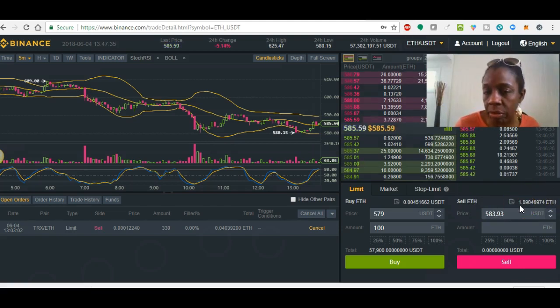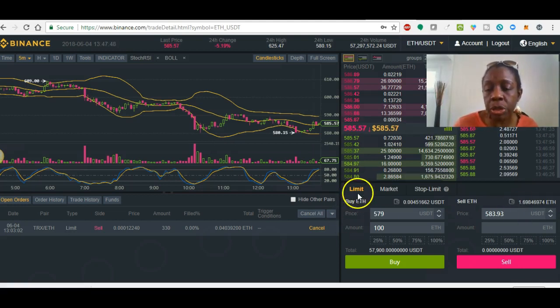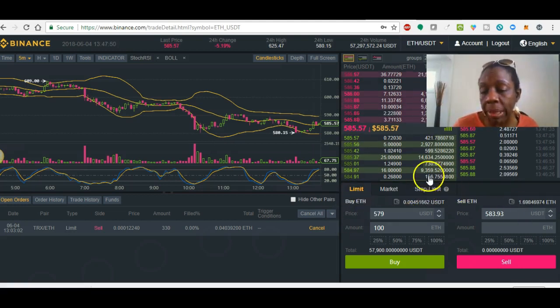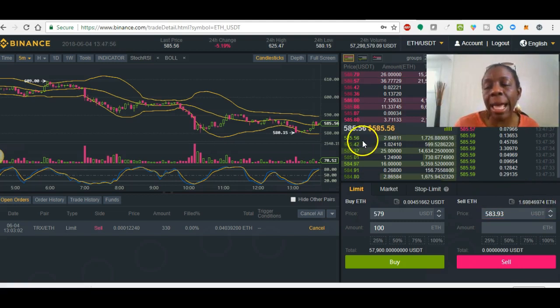I have available 1.69 of an ETH. I want to sell half of that, and I'm going to show you what I'm going to do. I'm going to use the stop limit here to trade half of what I have, but at a higher price than the current price.